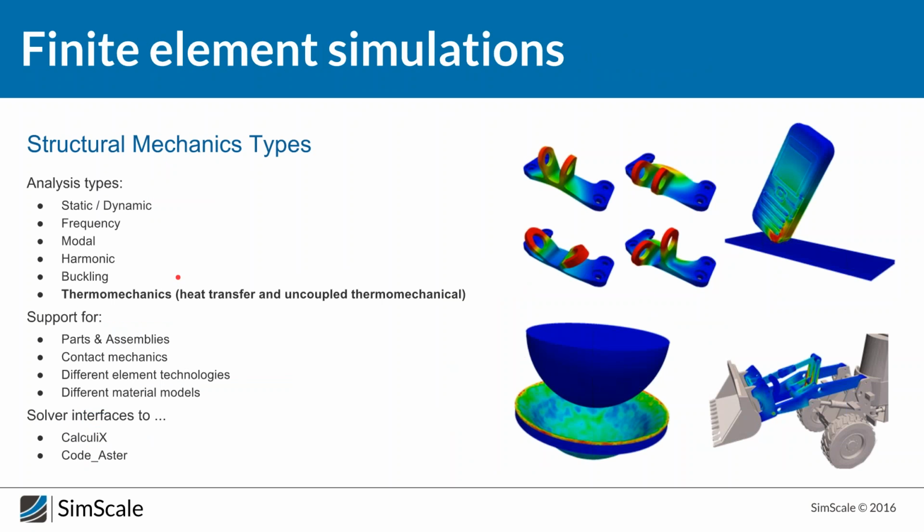Then we go through the structural mechanics types which are available for simulation on our platform. On SimScale, you can do static and dynamic analysis, both linear and nonlinear, with different types of nonlinearities: either material, geometric, or physical contact nonlinearities. You can also do the three types of vibration analysis: frequency, modal, and harmonic. You can also do a kind of buckling analysis by using a nonlinear elastoplastic material.